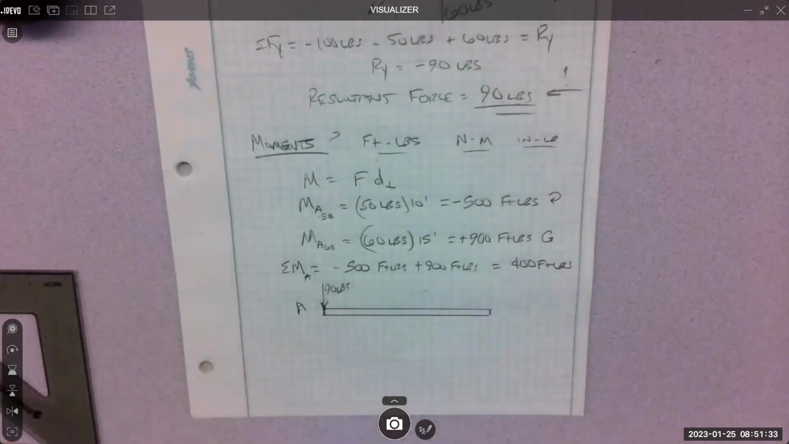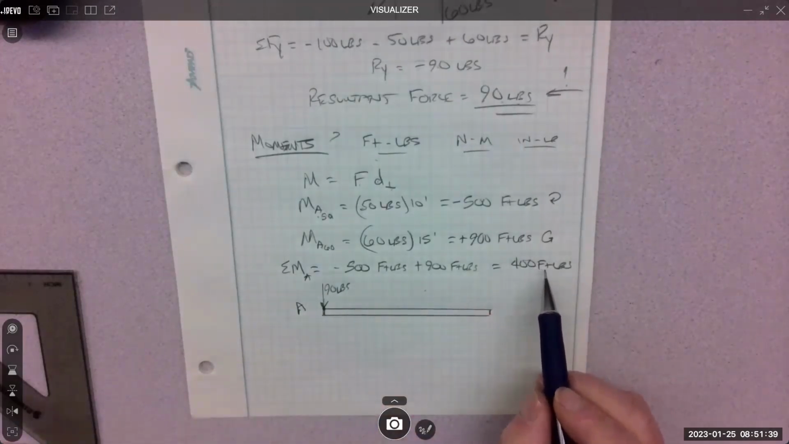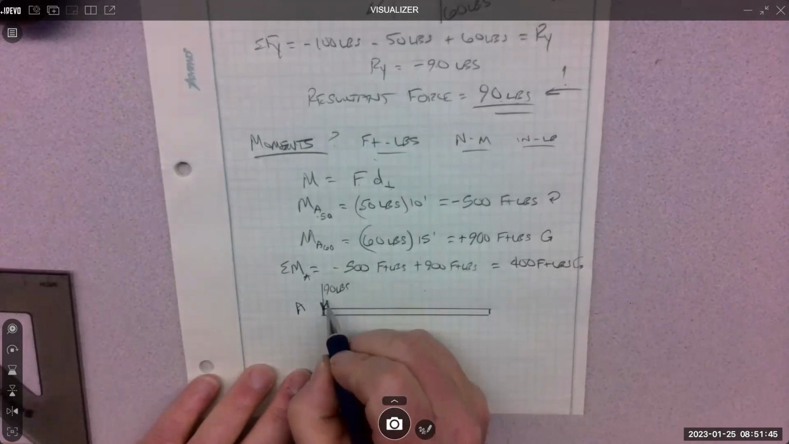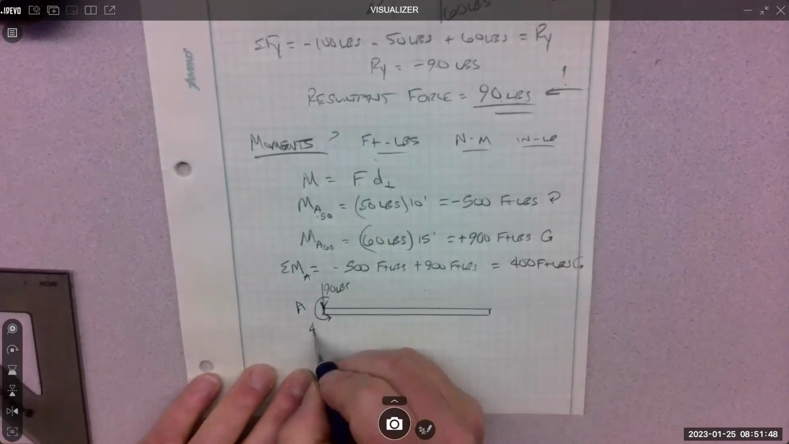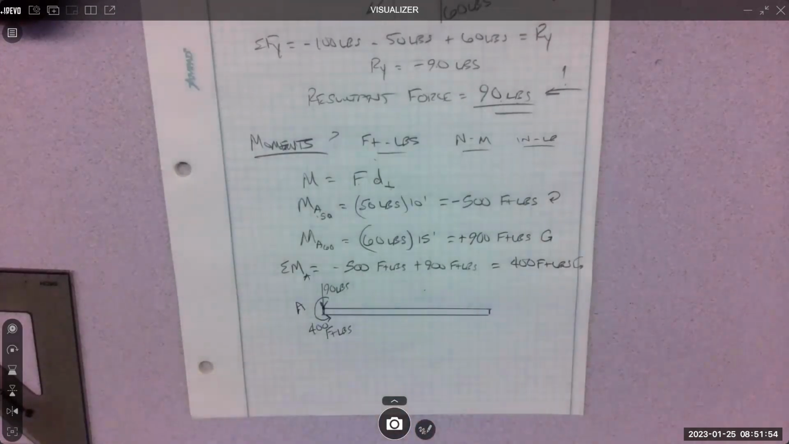The 90 pounds is the translational effect. We summed our moments, and what did we get for our sum? 400, and I think it was positive, right? So I also put that at A because that is at A. And I do it with that rotational hook because it's a rotational effect. It's not a translational effect. So now at A, I have my resultant translation of 90, and I have my rotation effect. I have them both there. That makes sense? That's what this beam's feeling. It's feeling a rotation of 400 and it's feeling a down effect of 90.